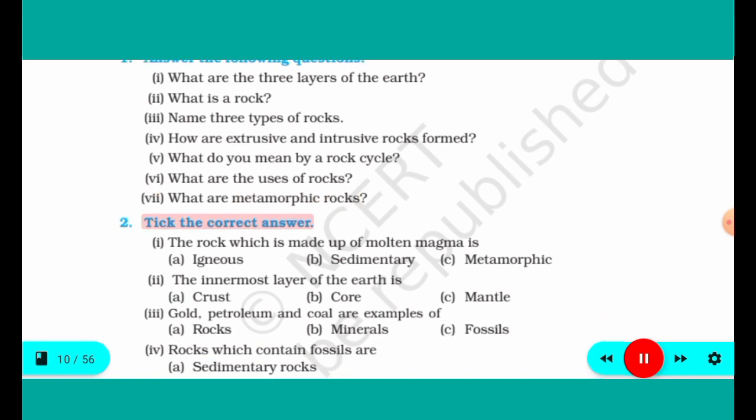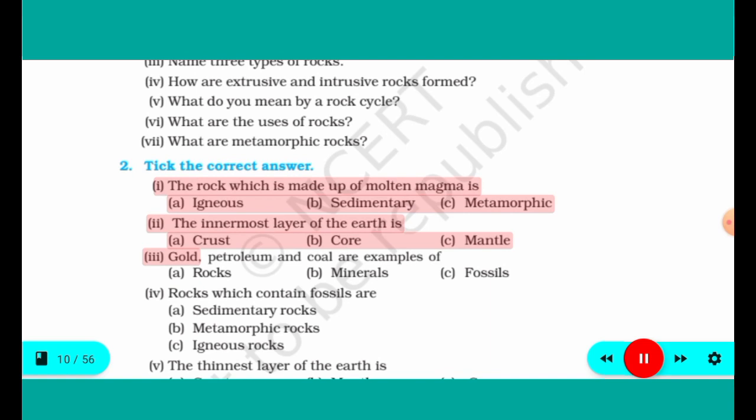2. Tick the correct answer. i. The rock which is made up of molten magma is a. Igneous, b. Sedimentary, c. Metamorphic. ii. The innermost layer of the Earth is a. Crust, b. Core, c. Mantle. iii. Gold.